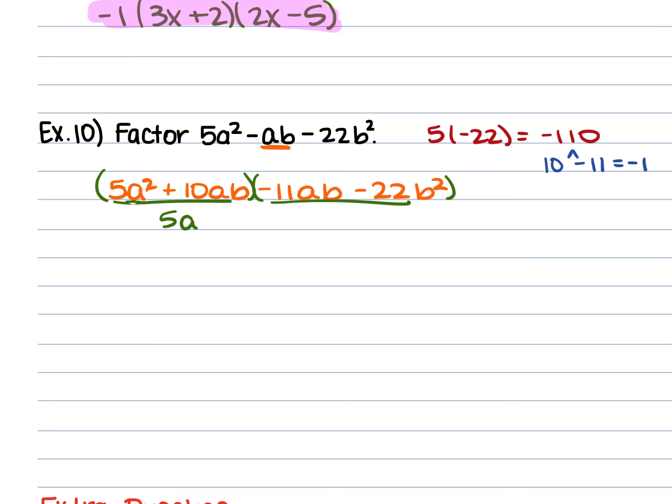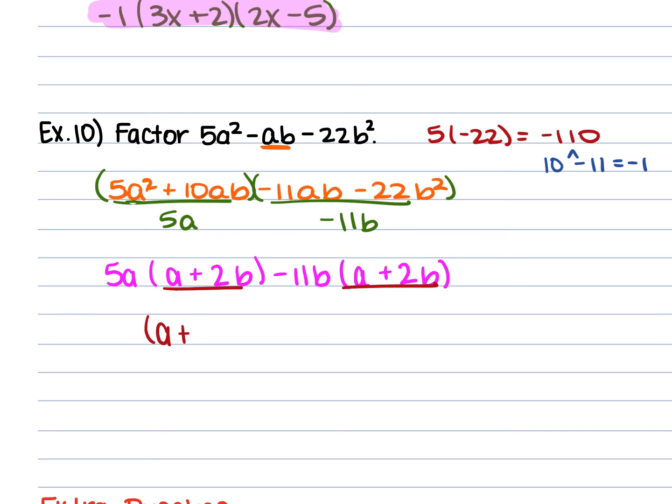From the second set of parentheses, we're going to factor out a negative 11b. So this gives us 5a times a plus 2b minus 11b times a plus 2b. Your two sets of parentheses are identical to one another. So we're going to write that down one time, so a plus 2b. And then we're going to form another with the 5a and the negative 11b to give us a plus 2b times 5a minus 11b.